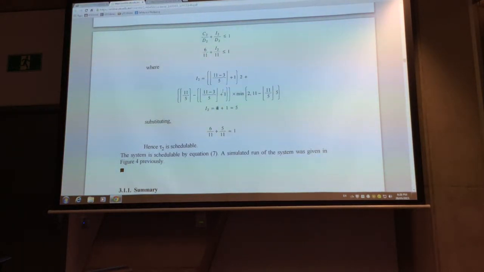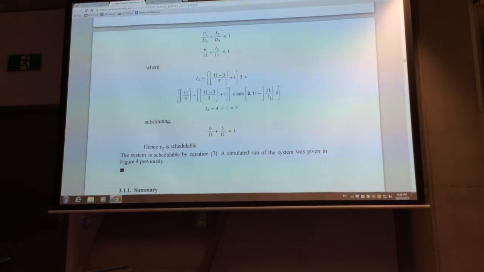We've got this term here again. 11 minus 3 is 8 over 5, a number between 1 and 2. So the floor of that is 1. Plus 1 is 2. 11 over 5 is a number between 2 and 3, so the ceiling of that is 3. 3 minus 2 is 1. 1 times the minimum of 2 and this term over here.